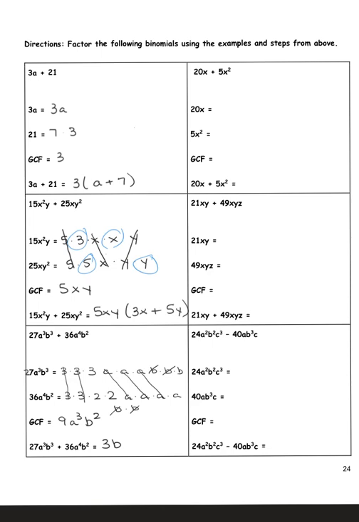Then for my second term, I'm still going to have my plus. 36 divided by 9 is 4. I have a to the 4th divided by a cubed, which is just a. And then I have b squared divided by b squared, which cancels out. So in rewriting it, because I did not put my GCF up there, I have a cubed b squared, which is my GCF, and what's left inside is 3b plus 4a.